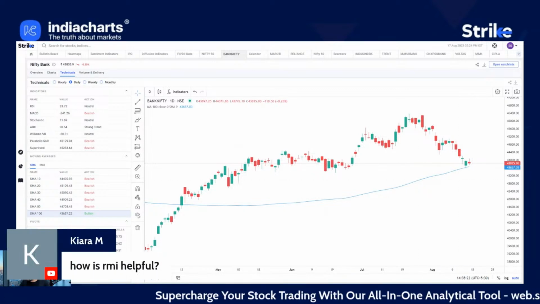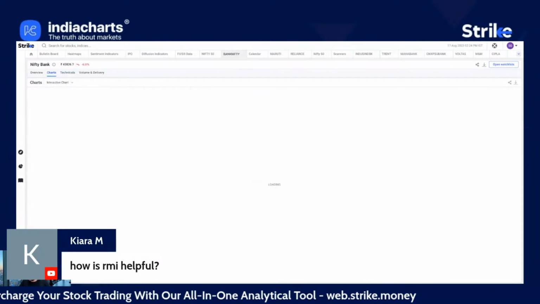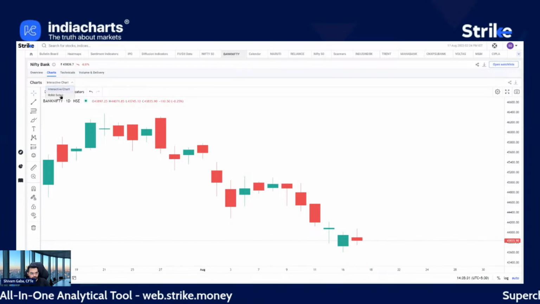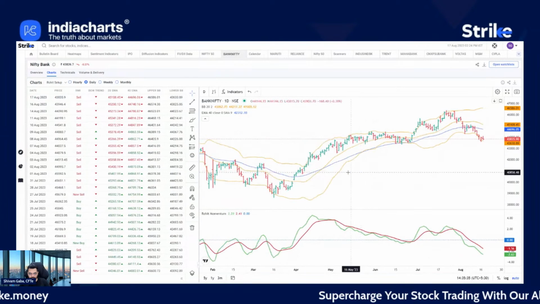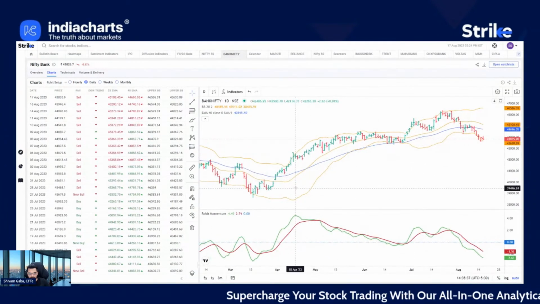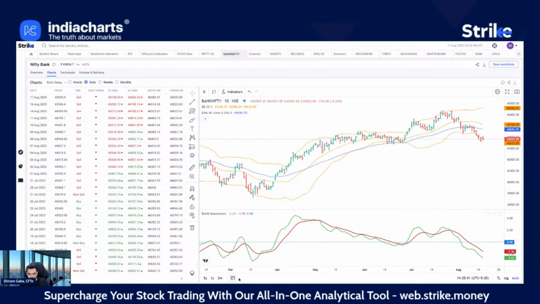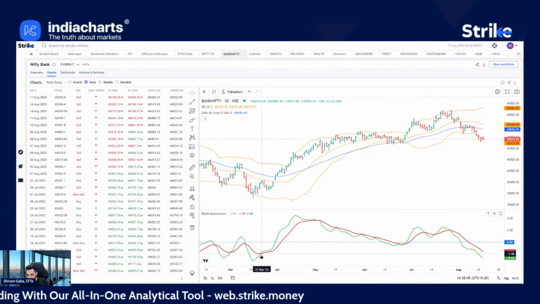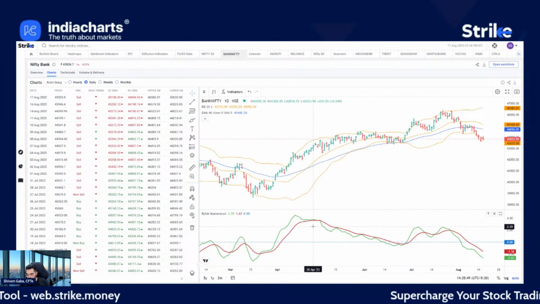So there is a question: how is RMI helpful? It is a very good question actually. I'll show you with the help of the Bank Nifty chart only. RMI is a rate of change indicator wherein when the green line crosses above the red line, it is a bullish crossover signal, and when it crosses below that line, it is a bearish signal.